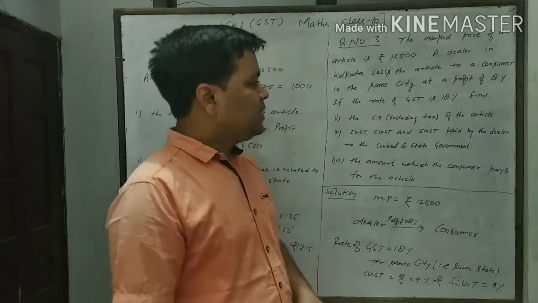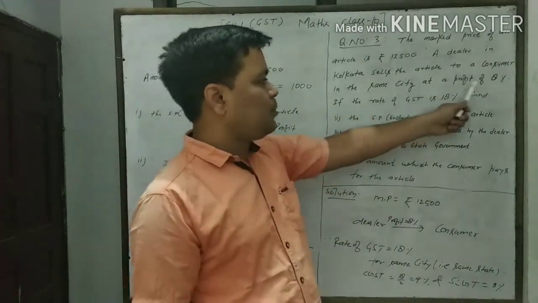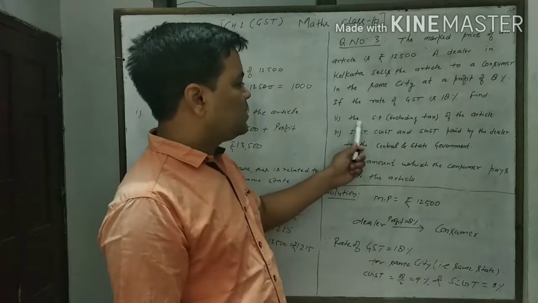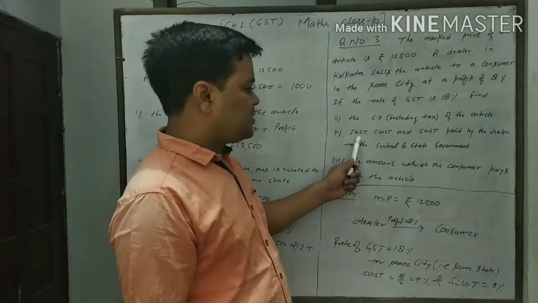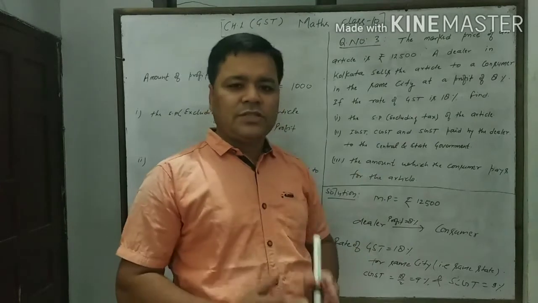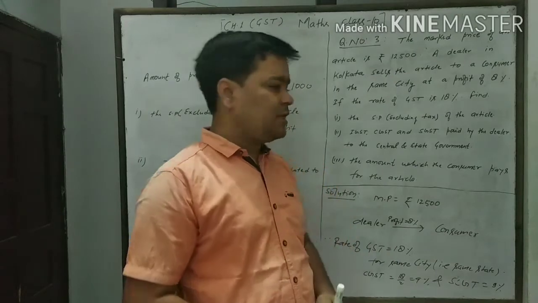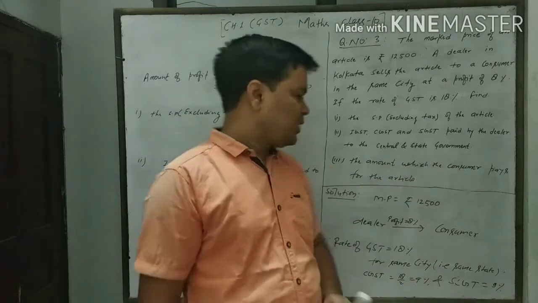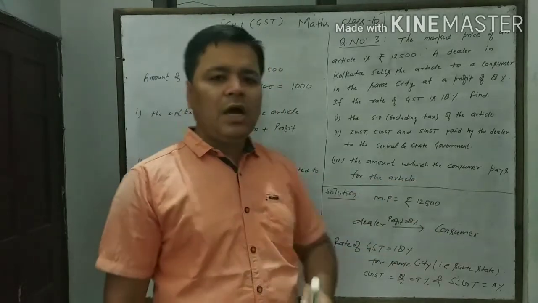The dealer sells to the consumer in the same city at a profit of 8%. If the rate of GST is 18%, then we have to find, first, the selling price excluding tax of the article. Second, IGST, integrated goods and services tax, CGST, central goods and services tax, and SGST, state goods and services tax, paid by the dealer to the central and state government. Last, the third question, the amount which the consumer pays for the article.